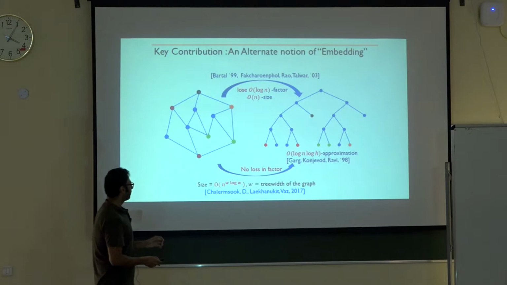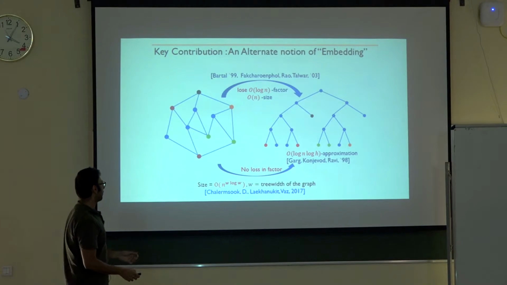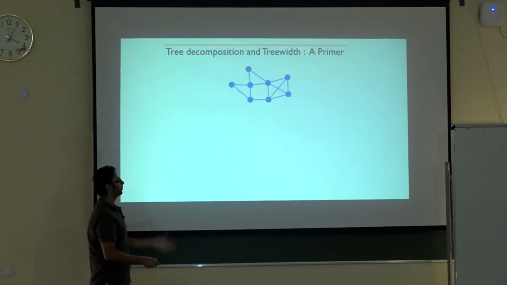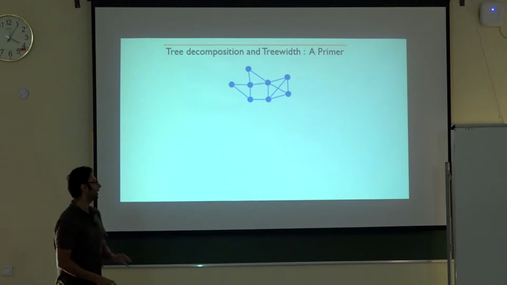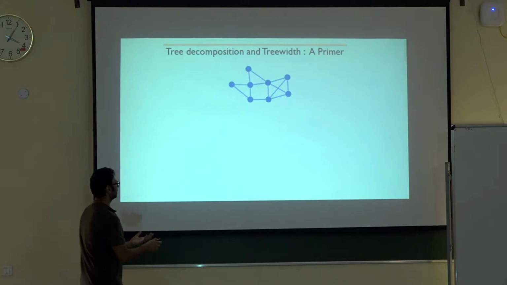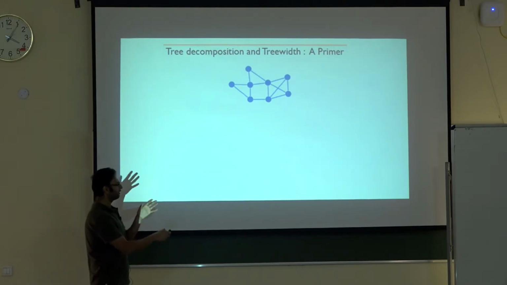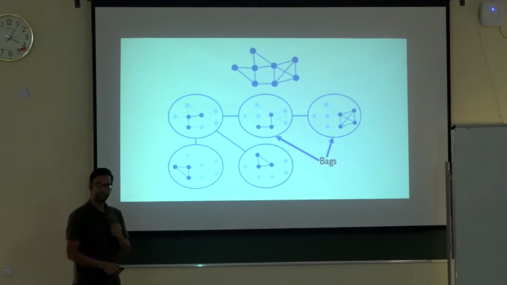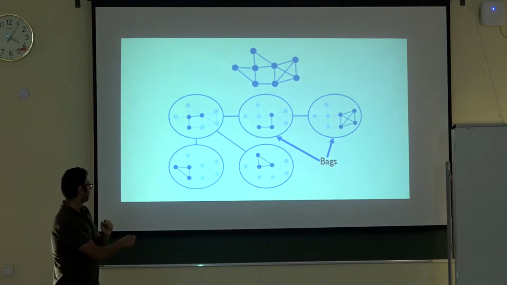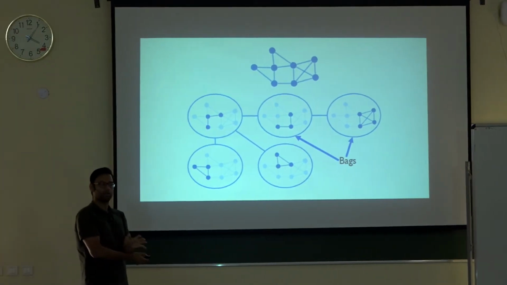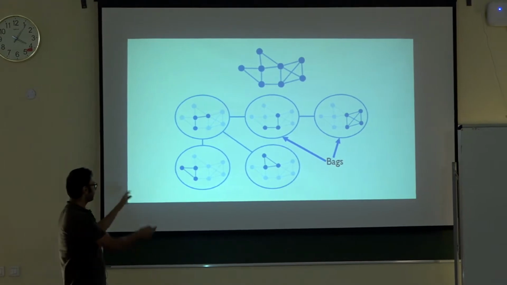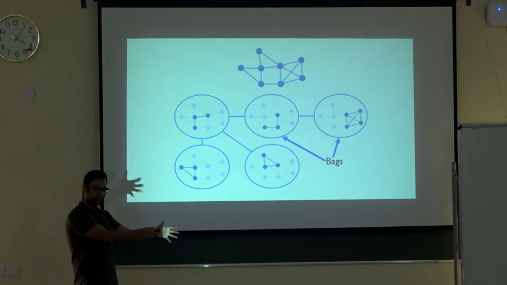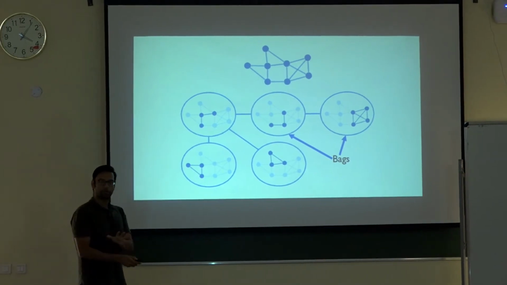So, in order to motivate this sort of embedding, I need to take a detour and introduce you to the notion of tree decomposition and tree width. I will not go into too much detail, but just highlight the properties which I need out of this thing. So what is a tree decomposition? Well, let's say I'm given this graph, and what I do is I generate a tree which is as follows. Each node of this tree corresponds to a subset of the nodes in my original graph. And then of course I have to connect these nodes with some edges such that it becomes a tree. But these connections have to follow some properties.